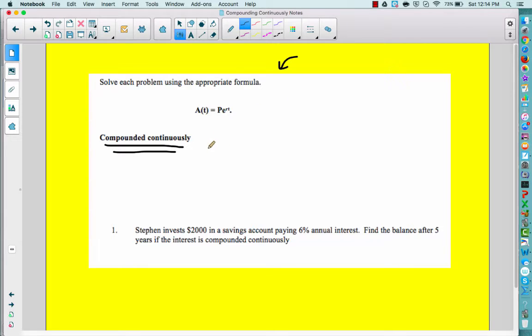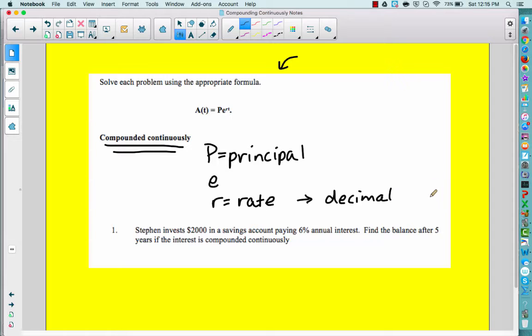P represents principal, the amount that we invested, our original amount, our initial amount. e is just going to be its number itself, so we're going to leave e as its own letter. And then r is our rate. Remember, we always express it as a decimal, and when we change a percent to a decimal, we move 2 decimal places left. And t is time.